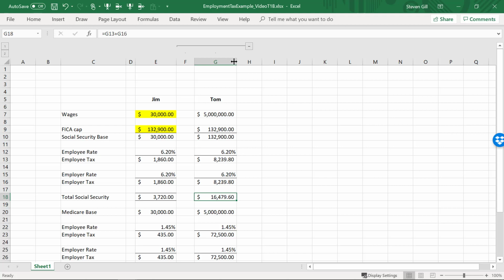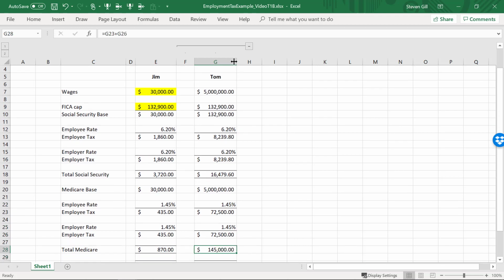So no matter how much you made in 2019, the most Social Security tax you're going to pay would be that amount, right? You could make $5 billion and you're still only going to pay $16,479.60. I say only, that's still quite a bit of money. Medicare, on the other hand, is not subject to that same FICA cap. The Medicare base is, in fact, all $5 million worth of wages. As a result, 1.45 and 1.45, Tom pays $145,000 on his wages for Medicare tax.